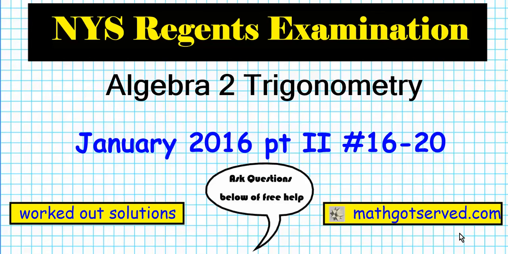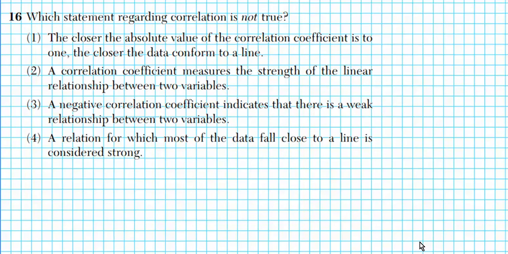In this clip, we're going to go over problems 16 to 20 of the Algebra 2 Trig New York Regents exam. All right, question 16 reads, which statement regarding correlation is not true?